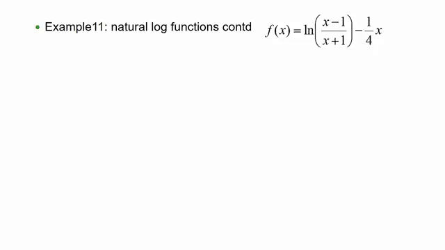Our second example is a little bit more complicated. We have two terms. The second term is quite straightforward. We'll apply the addition rule to get that. But the first term, we have a log of a ratio. So this is g of x here. And we'll need to apply the quotient rule to find g prime x.